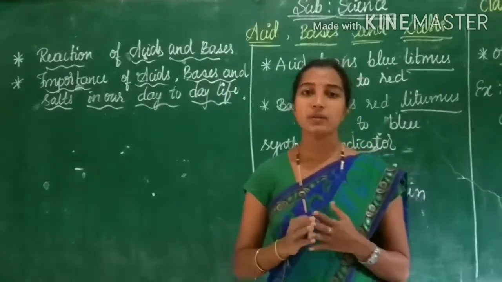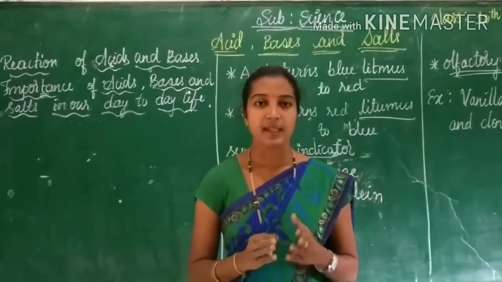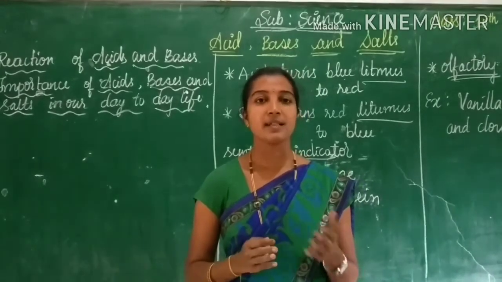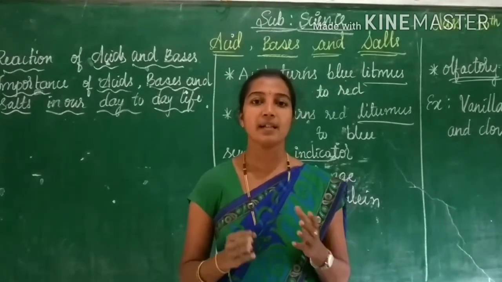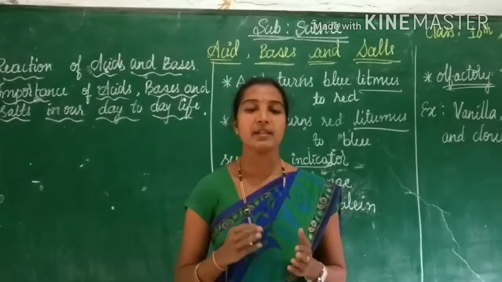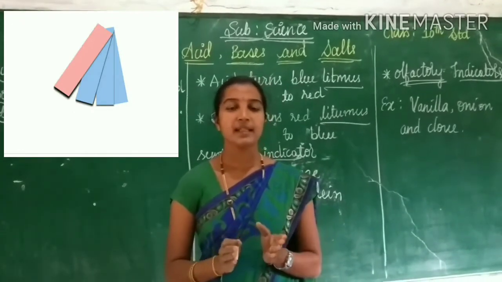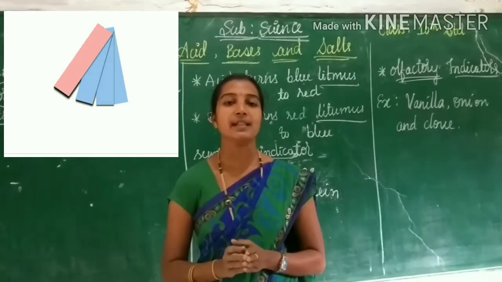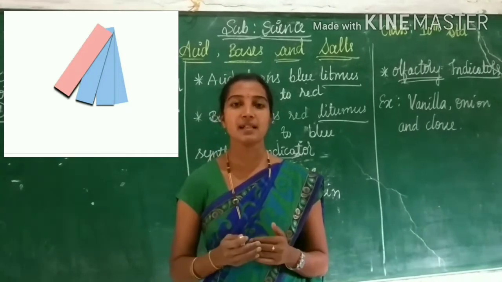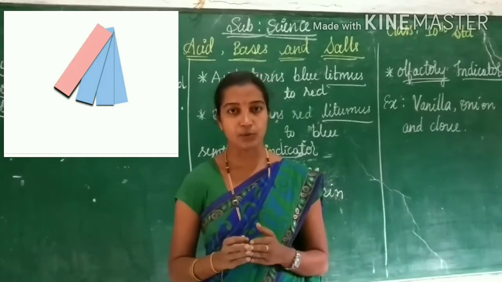Children, you know the sour and bitter taste of food. Acids and bases present in the food items are responsible for the sour and bitter taste of the food. You already learned in your 6th standard about the litmus paper. Litmus paper is a natural indicator. It tells the acidic and basic nature of the substance in the solution.